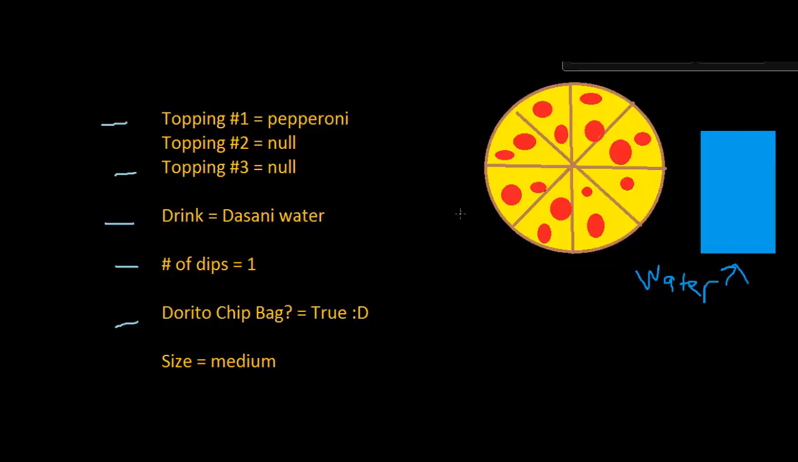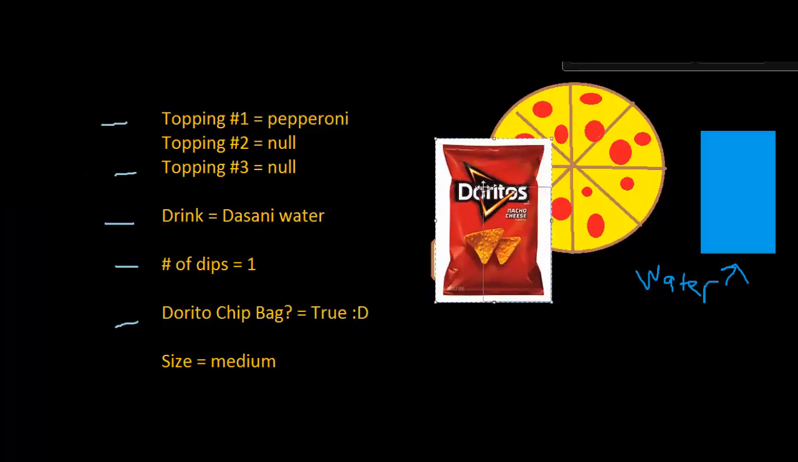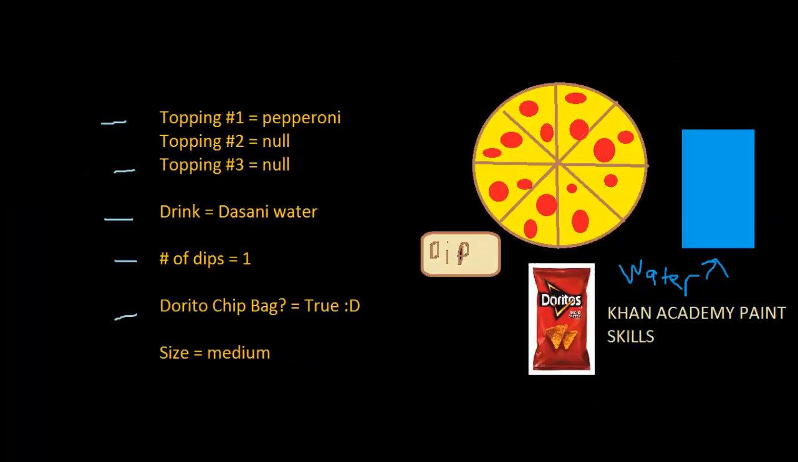Okay, so with these default values, when the customer orders the pizza, they won't get the previous default values, the ones that were automatically created. Instead, they'll get the ones that we created. So they will get pepperoni topping, they'll get a Dorito chip bag, they'll get the Dasani water, they would get a medium-sized pizza instead of that really weird size, and they will also get 1 pizza dip instead of 0.